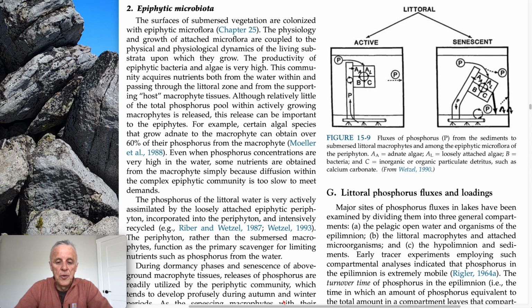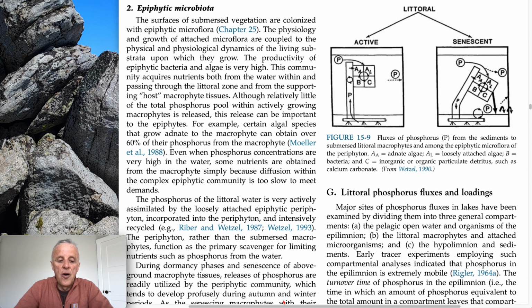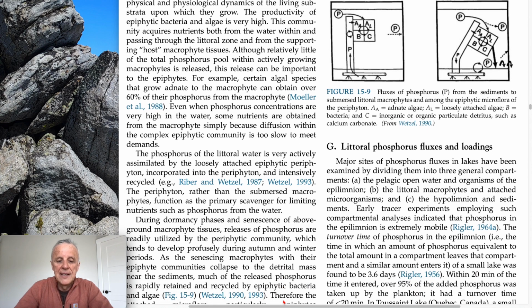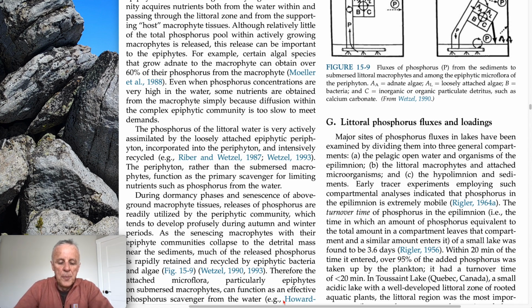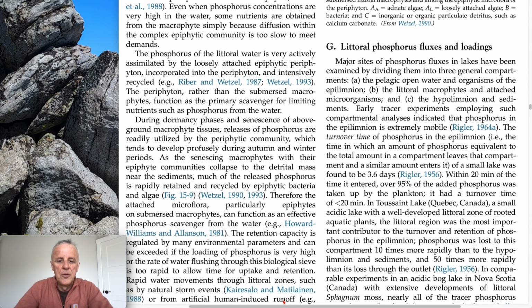Even when the phosphorus concentration is very high in the water, some nutrients are obtained from the macrophytes simply because diffusion within the complex epiphytic community is too slow to meet demands. The phosphorus of the littoral water is very actively assimilated by the loosely attached epiphytic periphyton, incorporated into the periphyton and intensively recycled.